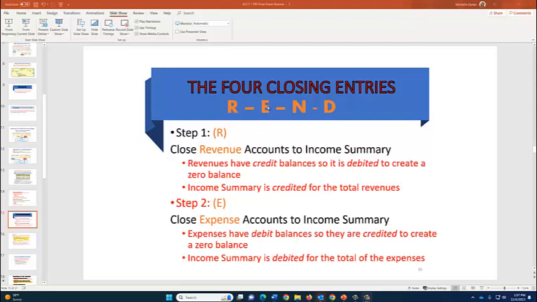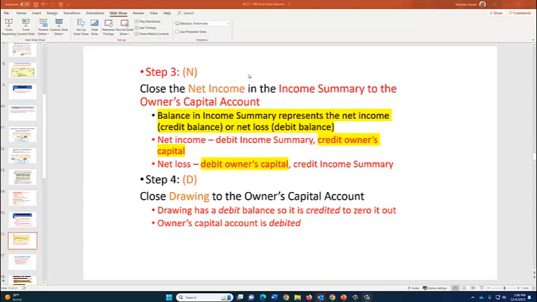The second entry, E, is for expenses. We're going to close expenses now to income summary. Expenses have a normal debit, so to close that account, we are going to have to credit it. And so we'll credit each expense account and debit income summary in the second entry.